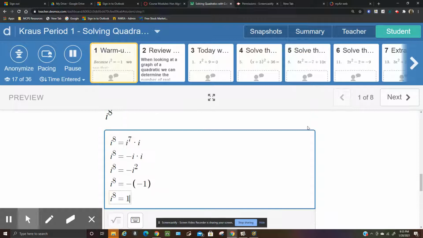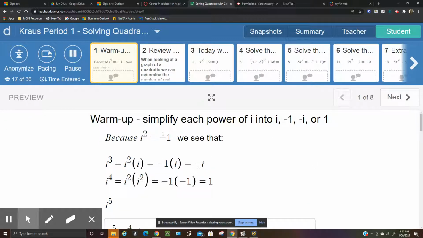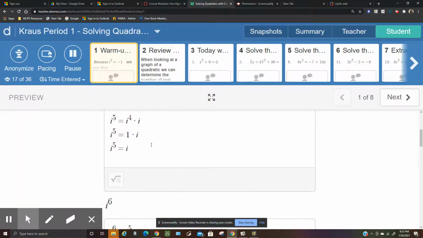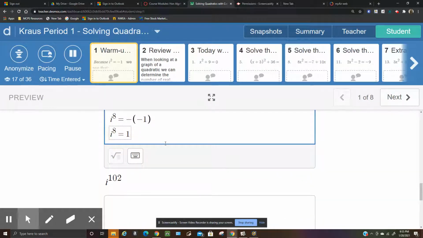So if we want to summarize the results here, I to the first is I, I squared is negative 1, I cubed is negative I, I to the fourth is 1, I to the fifth is I, so the pattern is repeating itself. I to the sixth is negative 1, I to the seventh is negative I, and I to the eighth is 1.